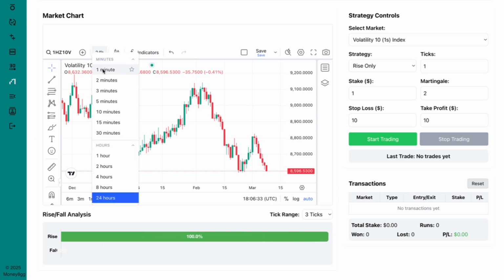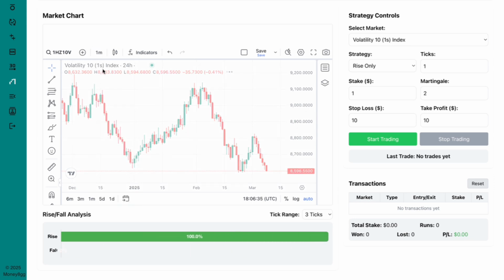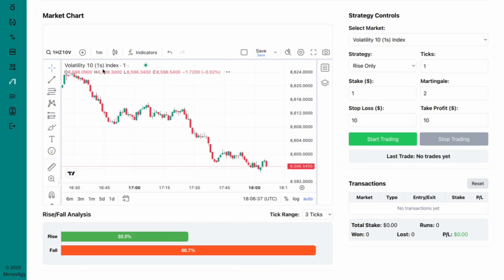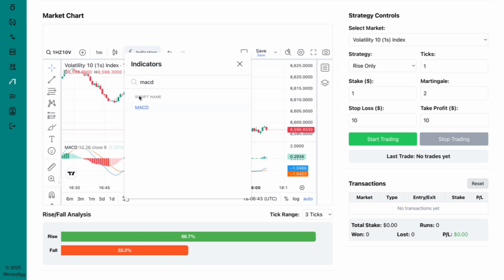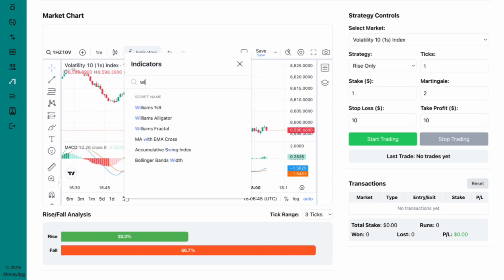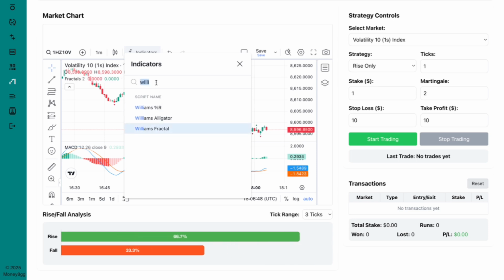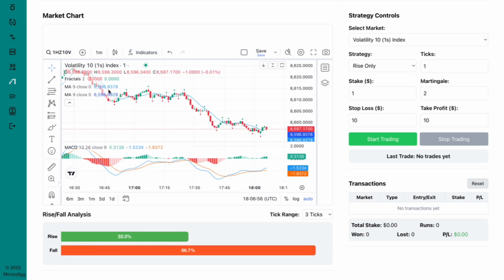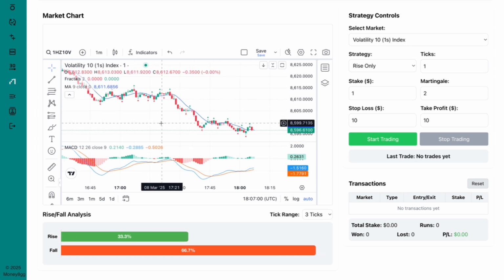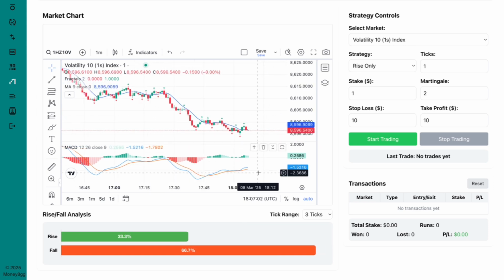Then on the time frame, change this to 1 minute. And then on indicators, I need Mark Day, I need Williams Fractal, and I need MA. Did I remove it or did I place it twice? Okay, I put it twice, so I'm just gonna remove one of them. And that's it.